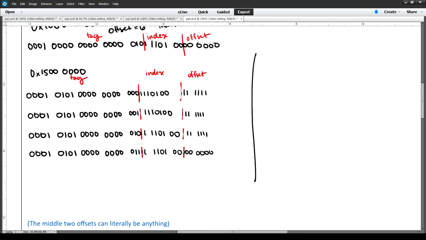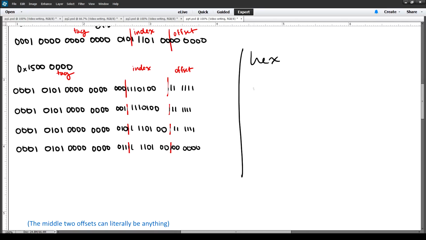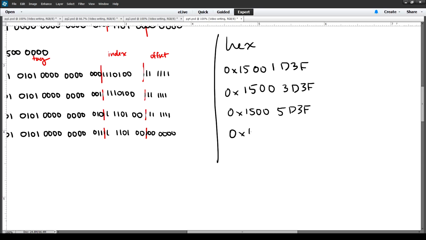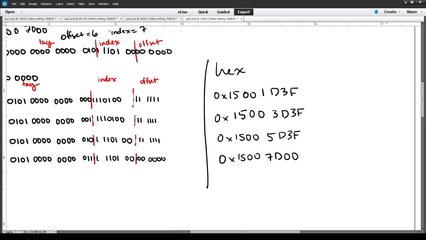So for these answers, for hex, you would get 0x15001D3F, 0x15003D3F, 0x15005D3F, and 0x15007D00. And those are the 4 addresses that you need to answer this problem.